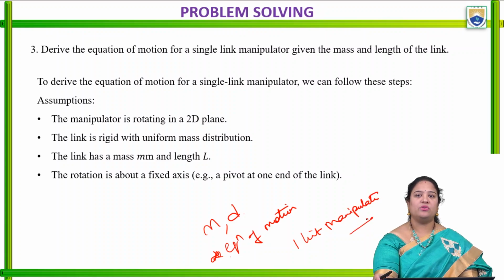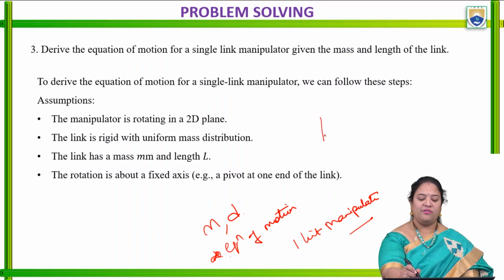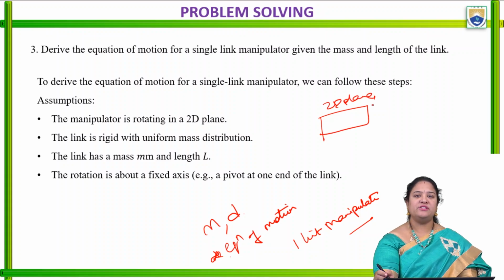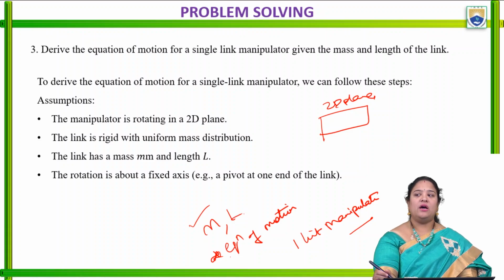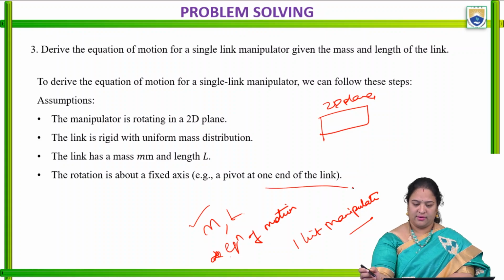For this, first we need to consider a two-dimensional plane. After that, the link is rigid with uniform mass distribution. The manipulator is rotating in a two-dimensional plane. First, we need to make certain assumptions: that the manipulator will be rotating in a two-dimensional plane, and the link is rigid with uniform mass distribution, and the link has a mass m and a length l. Now, the rotation is about a fixed axis, that is, a pivot at one end of the link.